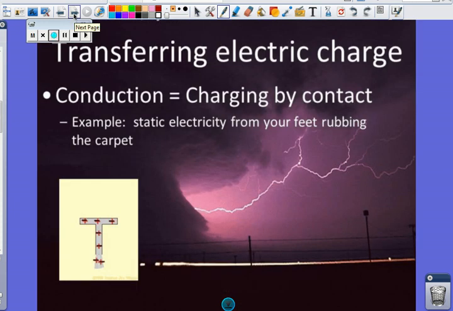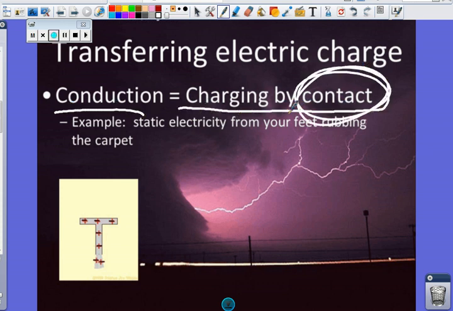Excuse me. You can charge it by conduction. Conduction, contact. An example is the static electricity from your feet rubbing on the carpet. You're actually transferring electrons from the carpet to yourself. Conduction, contact.